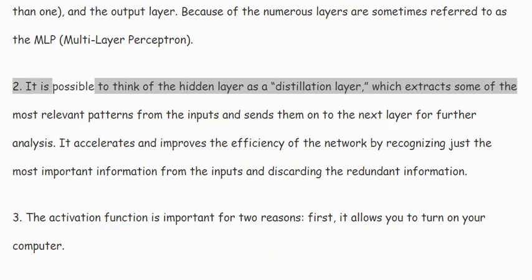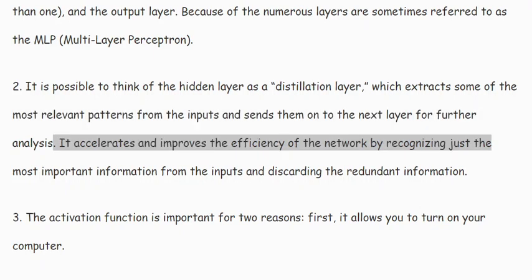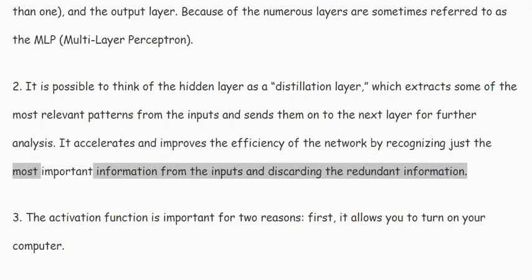Two, it is possible to think of the hidden layer as a distillation layer, which extracts some of the most relevant patterns from the inputs and sends them on to the next layer for further analysis. It accelerates and improves the efficiency of the network by recognizing just the most important information from the inputs and discarding the redundant information.